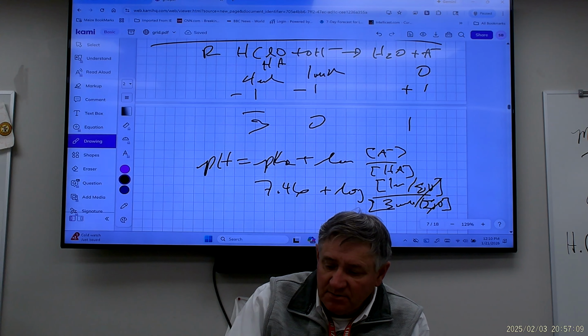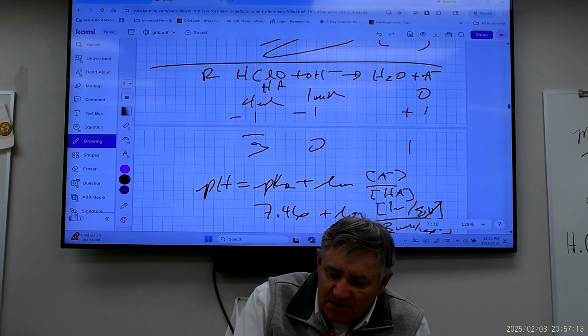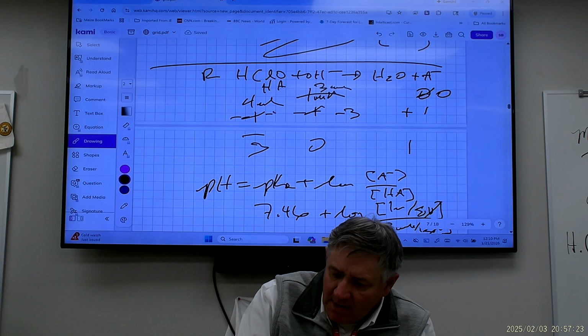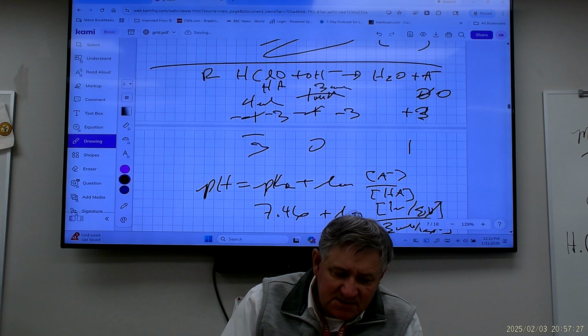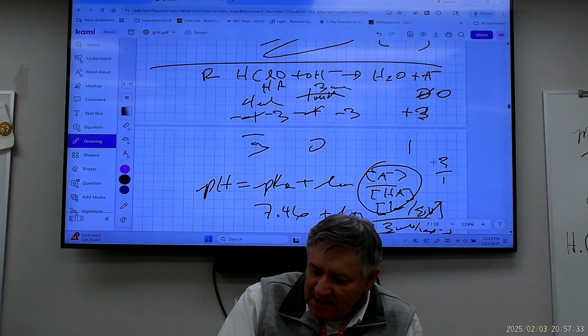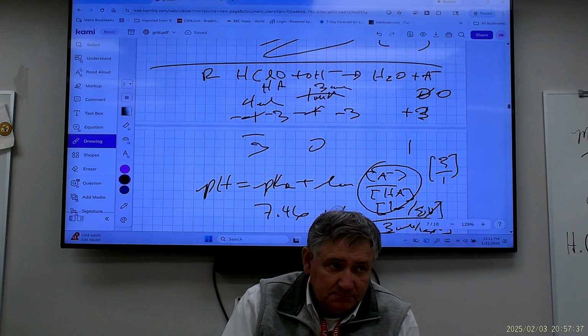Okay? So the only thing that changes on D, you still have the 4 millimoles of your acid. Now you have 3 millimoles of your base. This still starts at 0. Now you go -3, -3, +3. So the only difference on D is that now, on this part over here, that log, you're taking the log of 3/1. Okay? That's it.